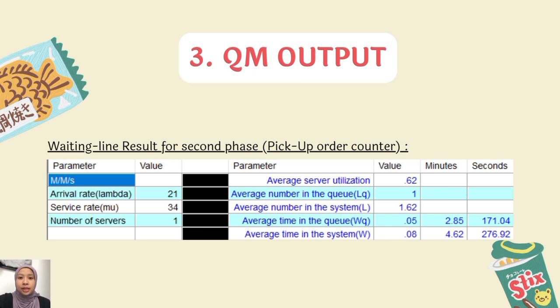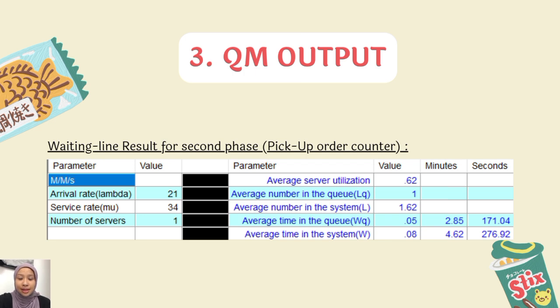Now, looking at time. The average time in the queue, WQ, is about 2.85 minutes or 171.04 seconds. The total time spent in the system, which includes both waiting and service time, W, is around 4.62 minutes or 276.92 seconds. These results highlight the performance of the pickup counter, suggesting moderate efficiency but room for improvement, especially in reducing waiting times.